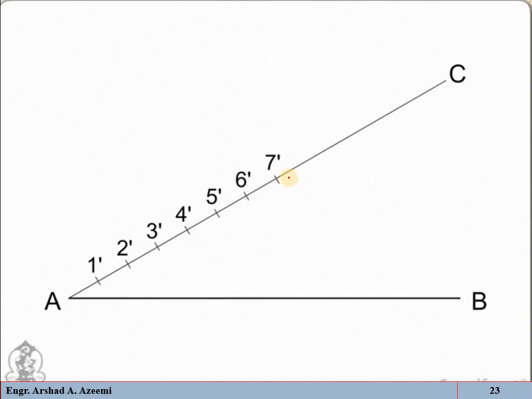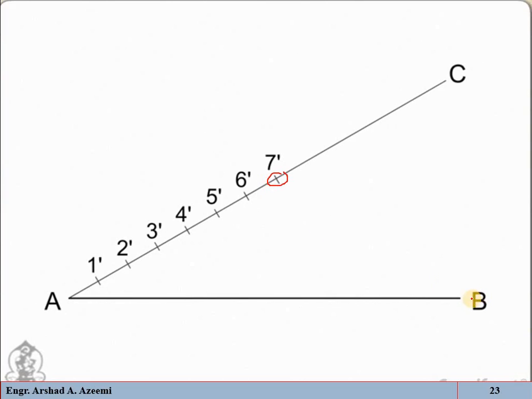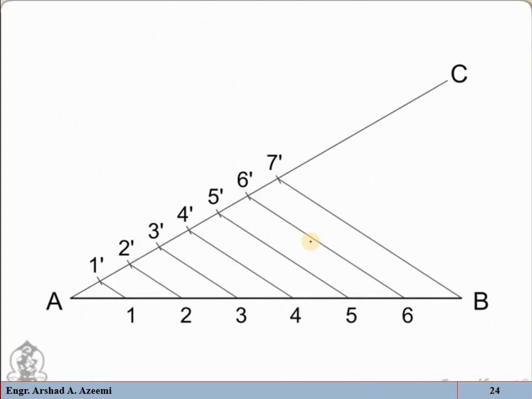Now join the last point with B. Join point 7 with B, and draw lines parallel to that 7B line from the rest of the points. Join point 7 with B, then from 6 draw a line parallel to 7B, from 5 draw a parallel line to 6, from 4 draw a parallel line to 5.